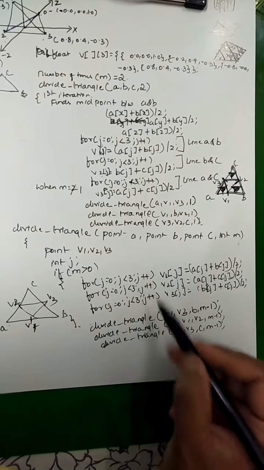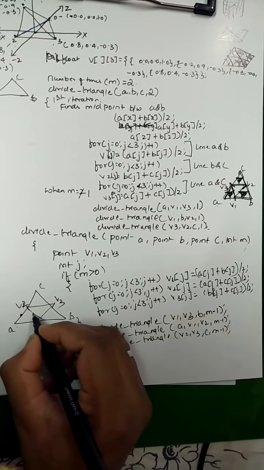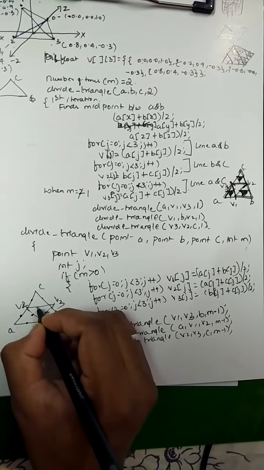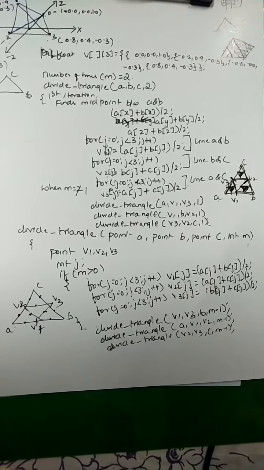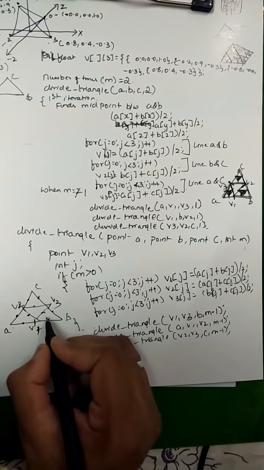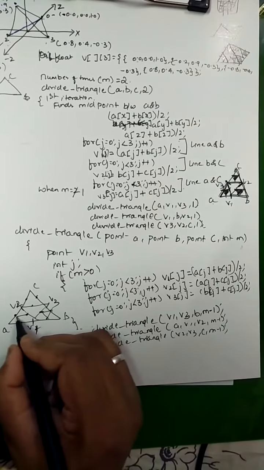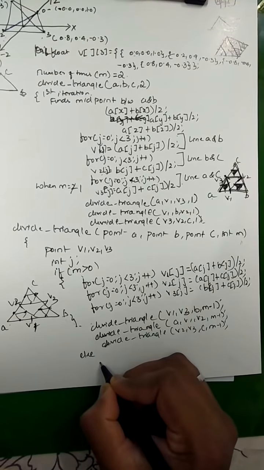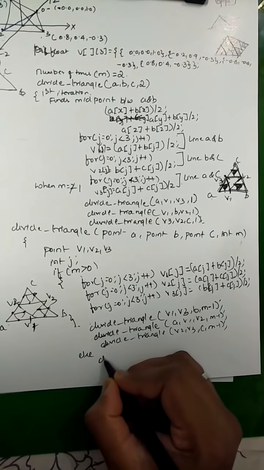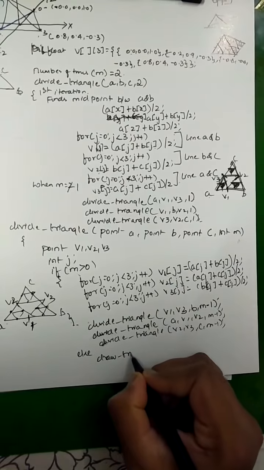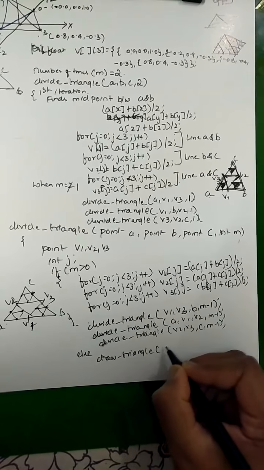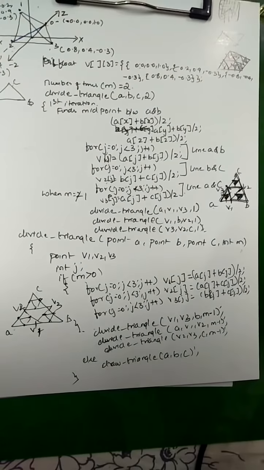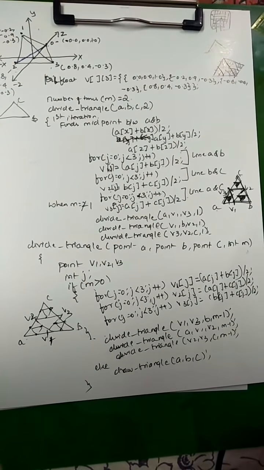Assume it has called this again and it has taken the midpoints. So in that case, my m will be 0. So what's the job? It has to draw a triangle, right? So once it has reached that 0, else I'll call draw triangle. We'll see the code of draw triangle. I'll pass A, B and C. Fine. This is with respect to divide triangle.